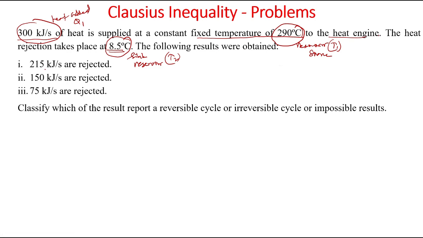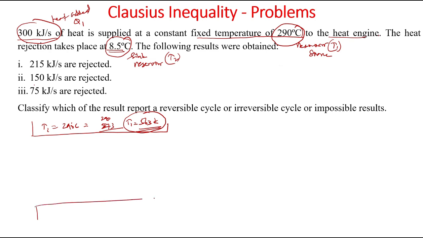In the first case, 215 kilojoules of heat is rejected, then 150 kilojoules per second, and the third one is 100 kilojoules. For convenience, we draw this similar to the heat engine in the Kelvin-Planck statement. So T1 is equal to 290 degrees Celsius, which is 290 plus 273. We are getting 563 Kelvin. T1 is equal to 563 Kelvin.